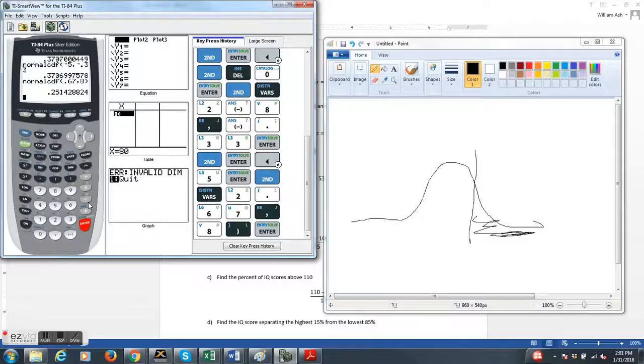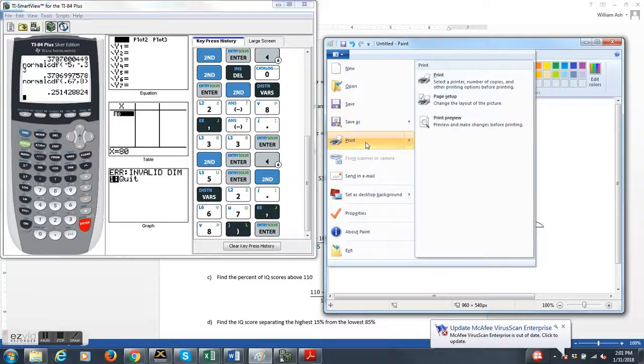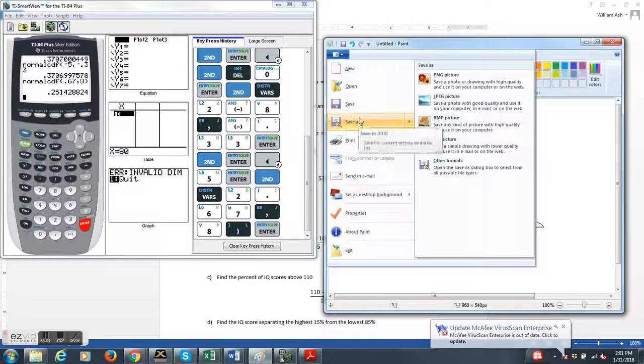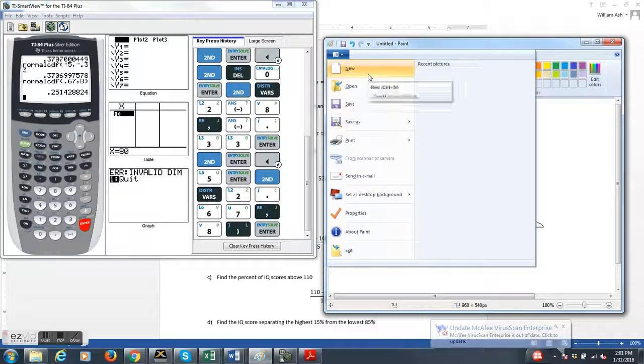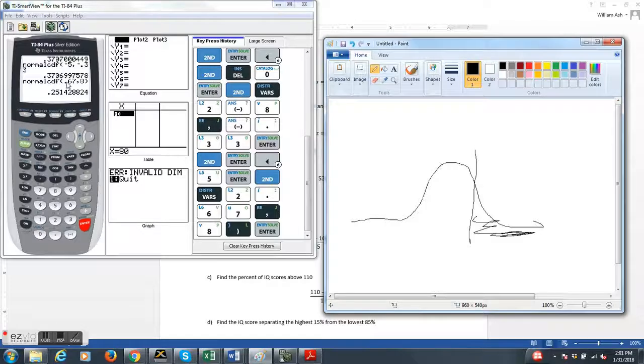Okay. Now going backwards. So those are pretty easy, right? Normal CDF, that's the cumulative distribution function. You're putting in z-scores, it's spitting out area, right? So that's your actual function. Cumulative distribution. Sticking in z-scores, spitting out area.